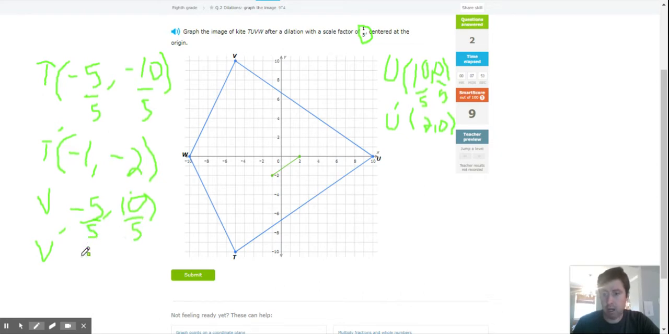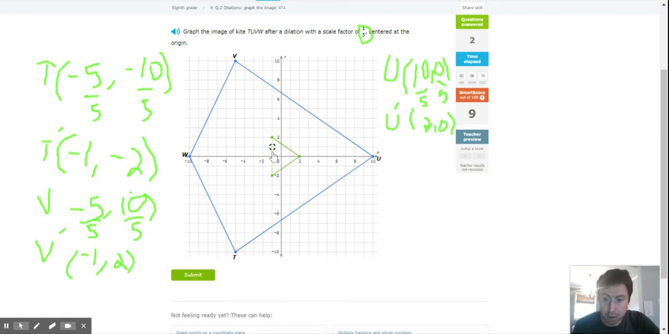-5 divided by 5 is -1. Positive 10 divided by 5 is 2. And this is going to make a lot of sense once you graph it. Now I'm going to graph it, so I'm going to go back 1, up 2. Check this out. It's starting to give me the same exact shape.